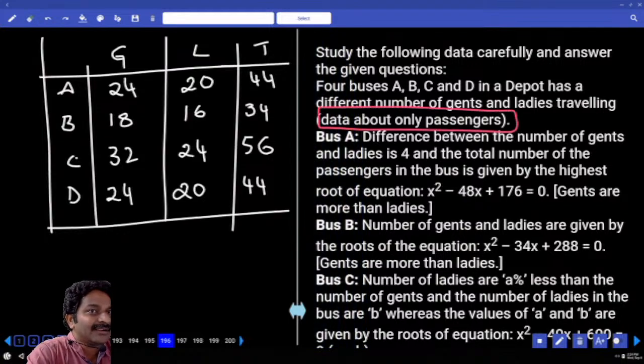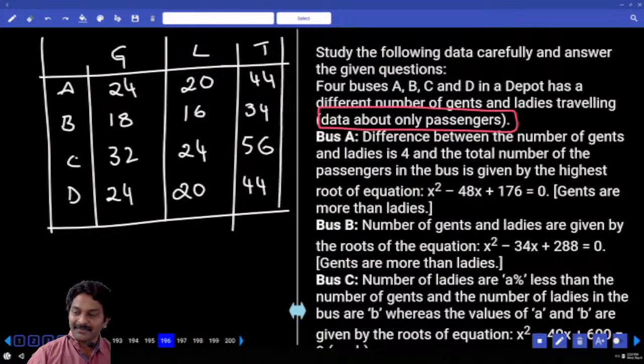What is that? Data about only passengers. So this data is about only passengers. So in every bus, how many more people are going to be there? 2 more. Who are those 2? Driver and conductor. So whatever data is available with us in the table is about passengers only.